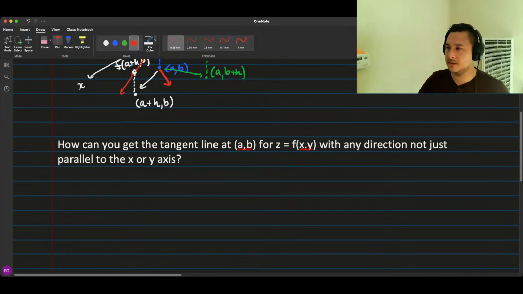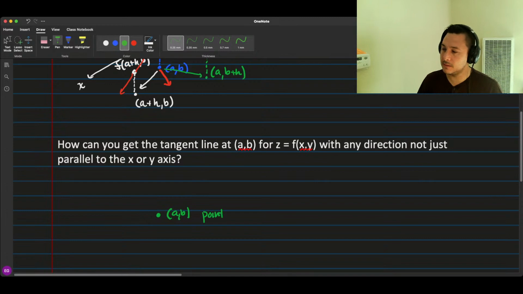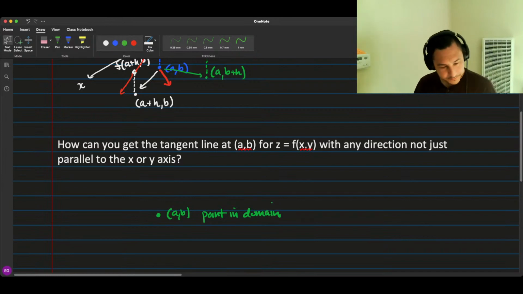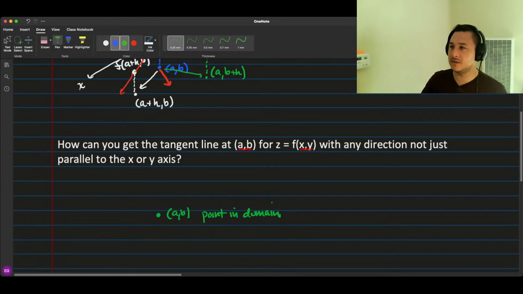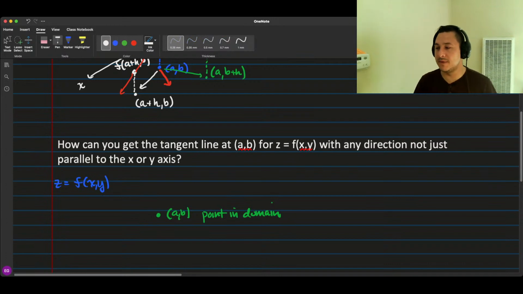Okay, so let's come up with some terminology. Just like I was talking about before, you're going to have a comma b. That's the point in your domain. It's a point on the xy plane if you have two variables. We have our function z equals f of x comma y. It has some surface that you could evaluate by plugging in the points. So we have to move away from this point a comma b.